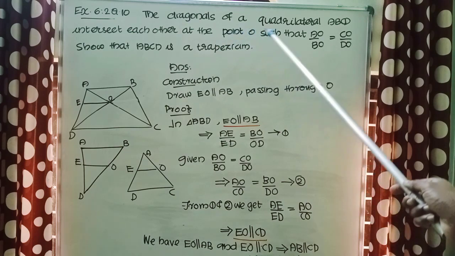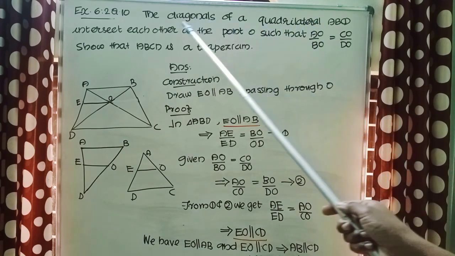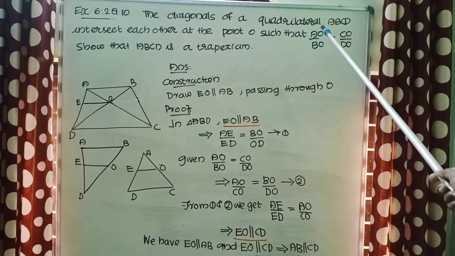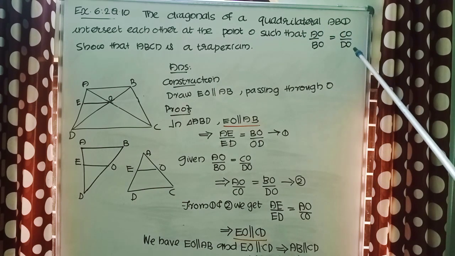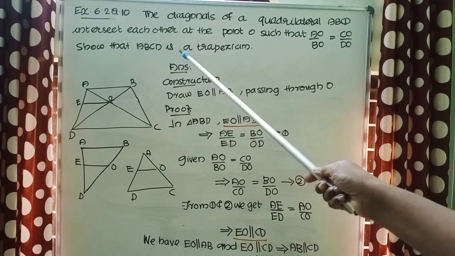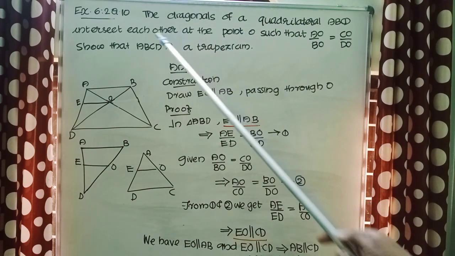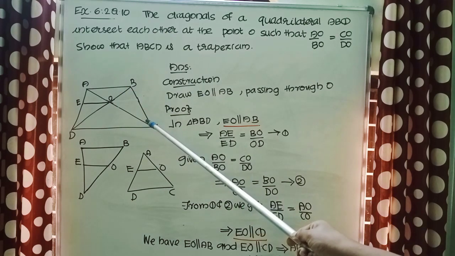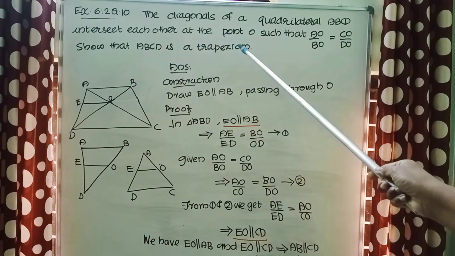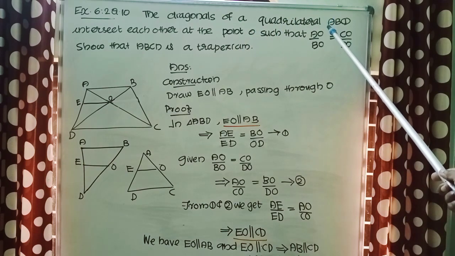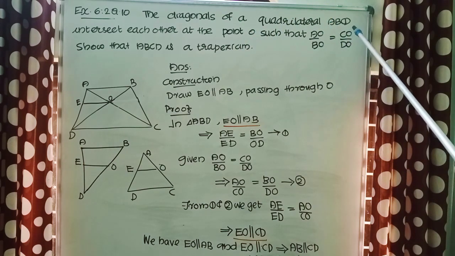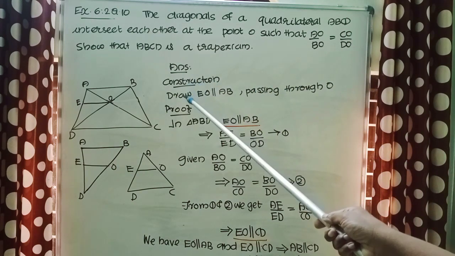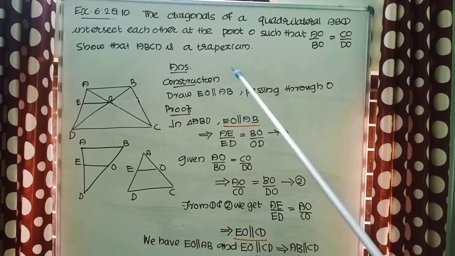The diagonals of a quadrilateral ABCD intersect each other at the point O such that AO by BO equal to CO by DO. Show that ABCD is a trapezium. So here in this figure, now ABCD is a quadrilateral. We need to prove it is a trapezium. It is given AO by BO equal to CO by DO. Here we need a construction. Draw EO parallel to AB.